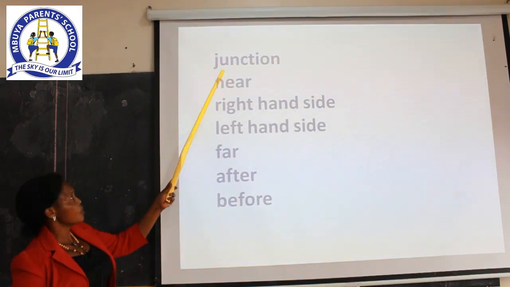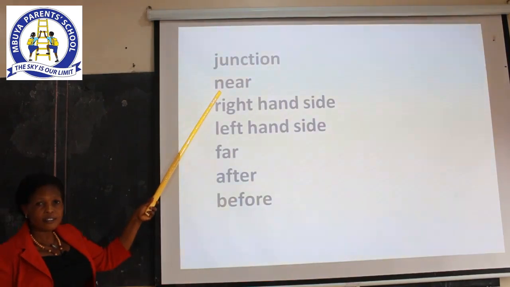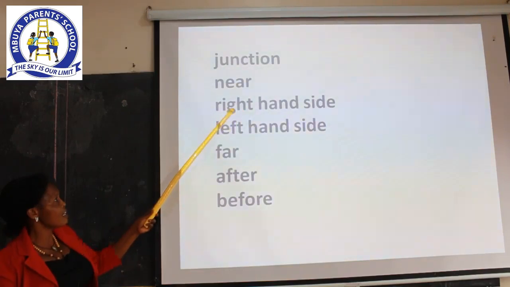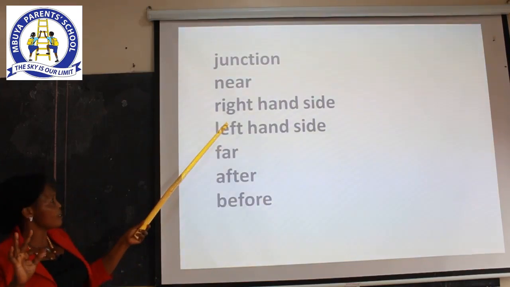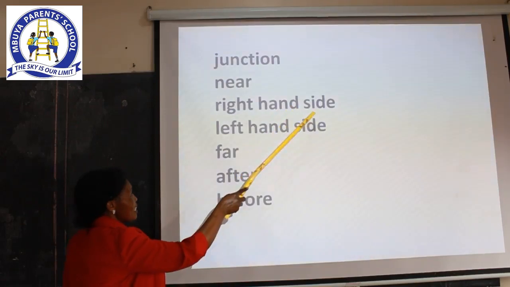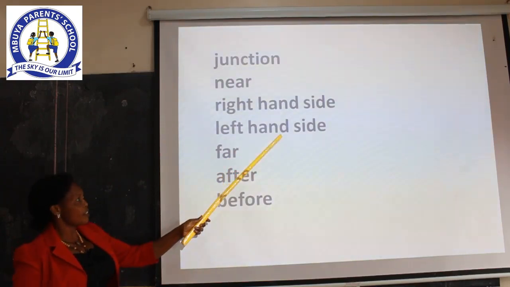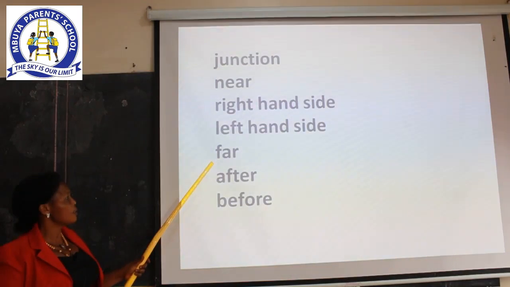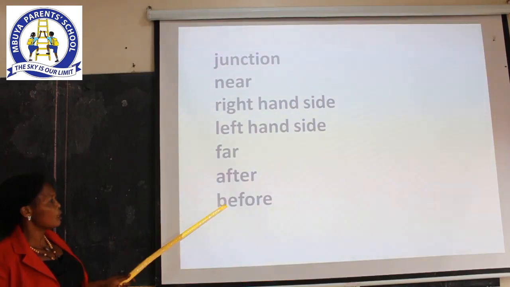Junction, junction. Good. Near, near. Right hand side, right hand side. The word right hand side is written with 3 words. The first word is right, the second is hand, and the last one is side. Don't write as one word. Left hand side, left hand side. Far, far. After, after. Before, before.